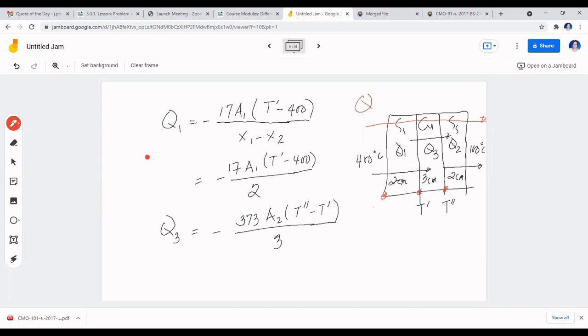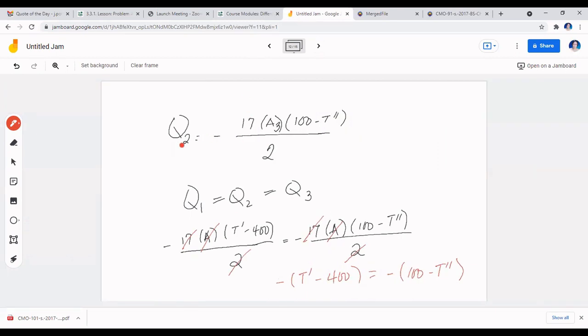In the case of Q1, the final is T prime, the initial is 400. What about Q2? That should be 100 minus T double prime. So Q2 is 100 minus T double prime. So it's always final minus initial.